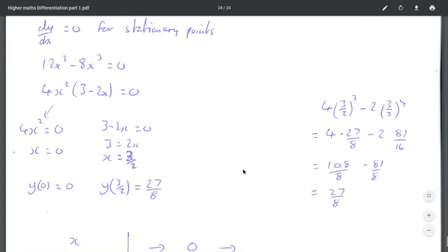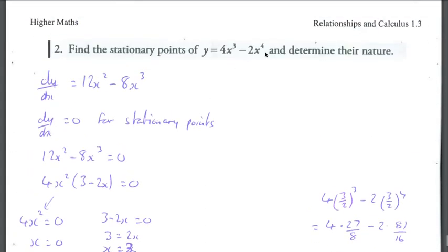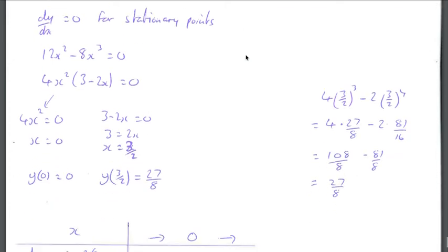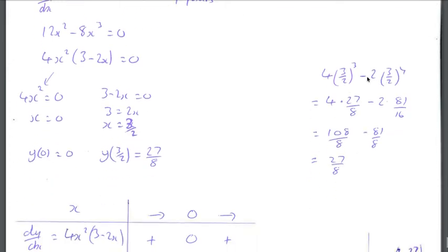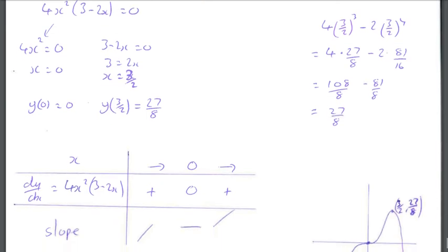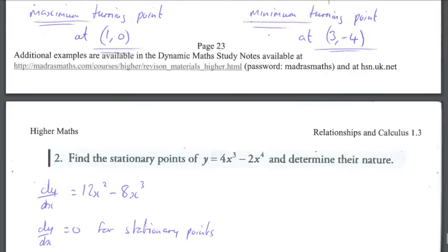So substitute 3 over 2 into the original equation, because if we want the y coordinate, we've got to substitute into y equals. So there's the working for it there. So cubing the fraction, so cubing the top and the bottom, the numerator and denominator, multiplying through by 4, looking for a common denominator if necessary, and then simplifying. So once we've done all of that, the nature table is the next step.